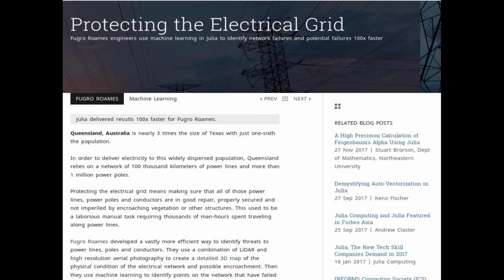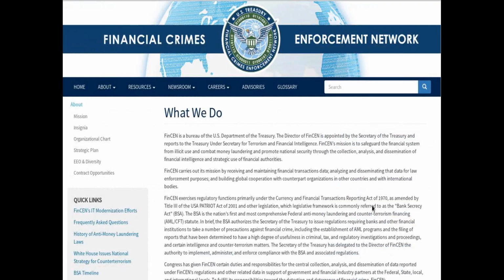So, for example, here's an example of using machine learning in Queensland, Australia, to identify possible points of failure on their electrical grids. Well, what if I could muck up that machine learning model so that it wouldn't detect the points of failure that I am engineering in there to create some kind of terrorist attack or some other kind of engineered failure to the system? So I can make the system blind to what I'm doing.